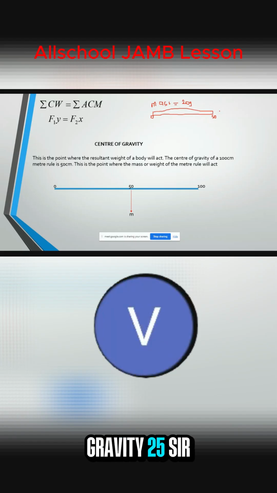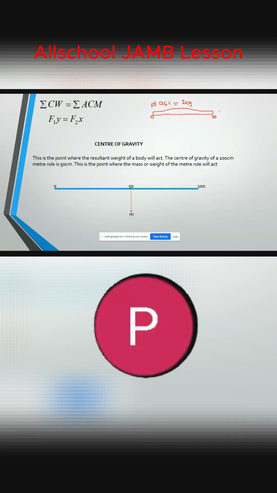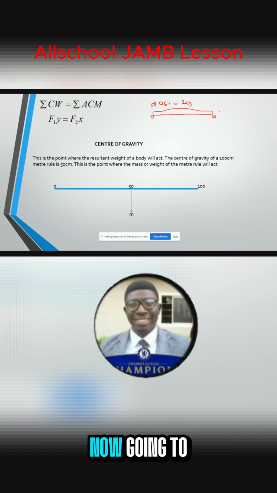25, sir. It's going to be 25. I told you before that center of gravity will be at the center. Then, how are we now going to place this 20? 20 is the mass of the meter rule. Maybe you can also find 20 given in terms of weight.